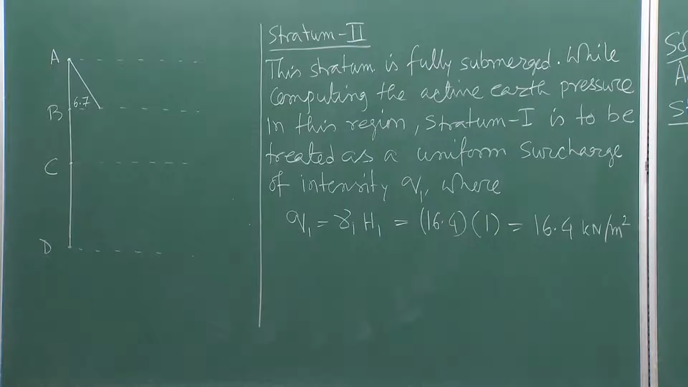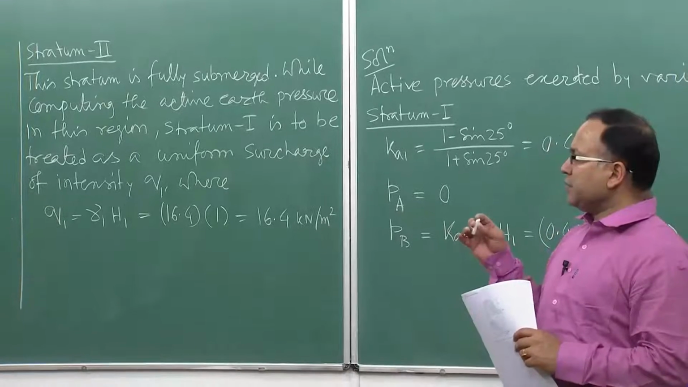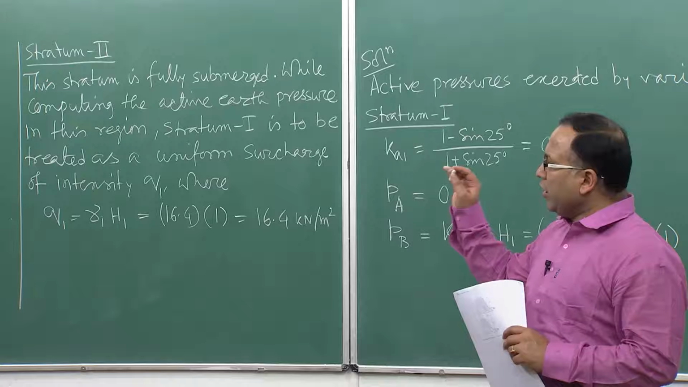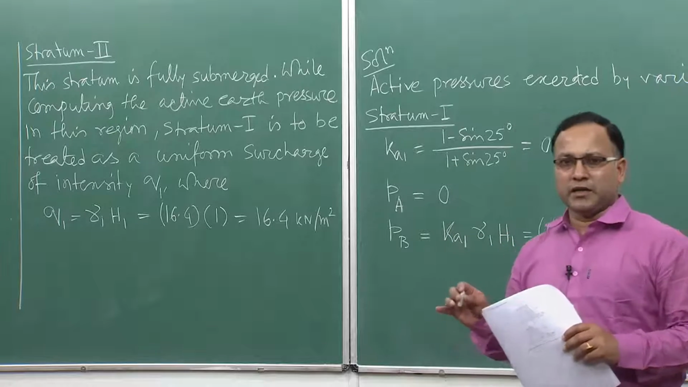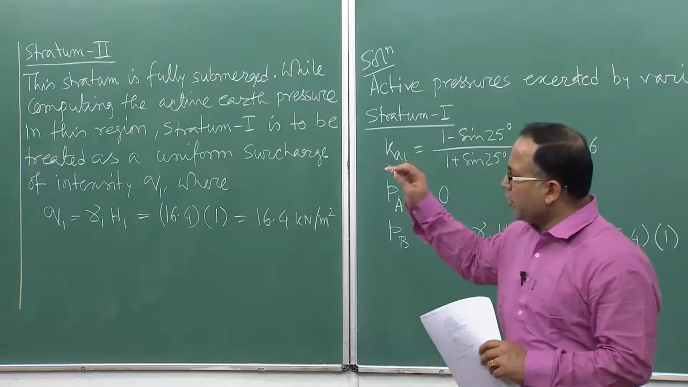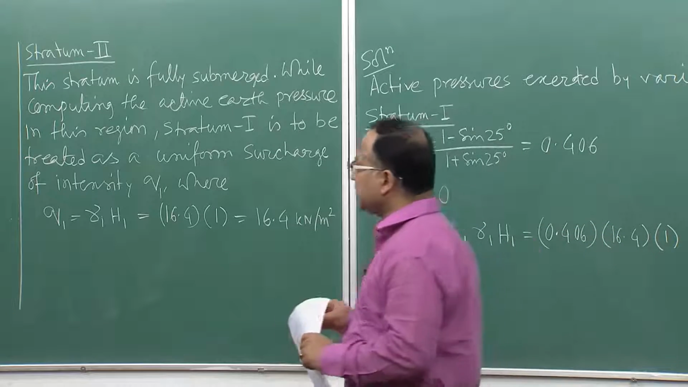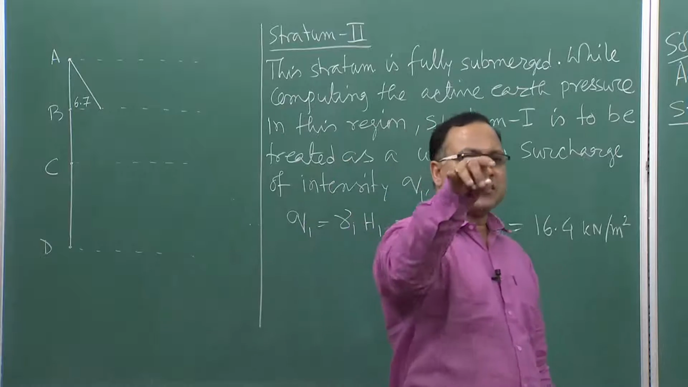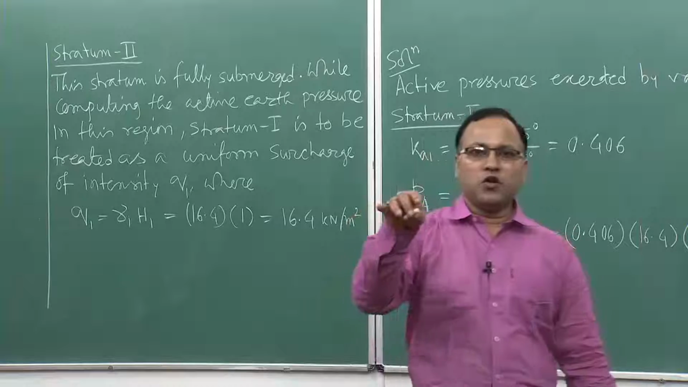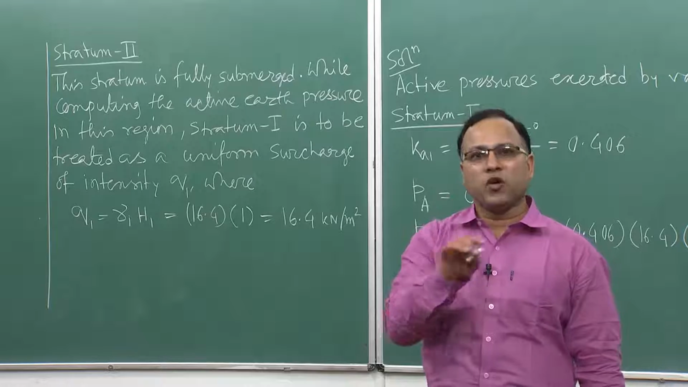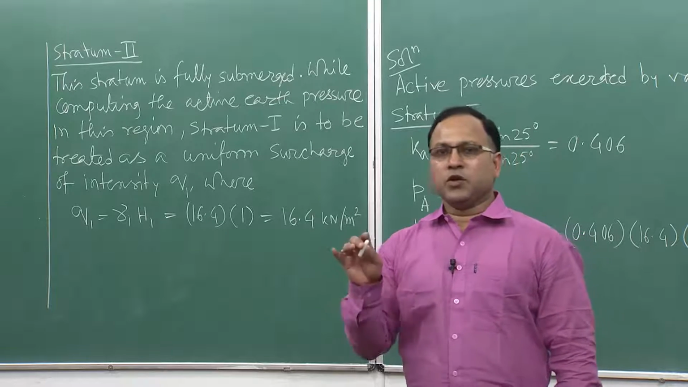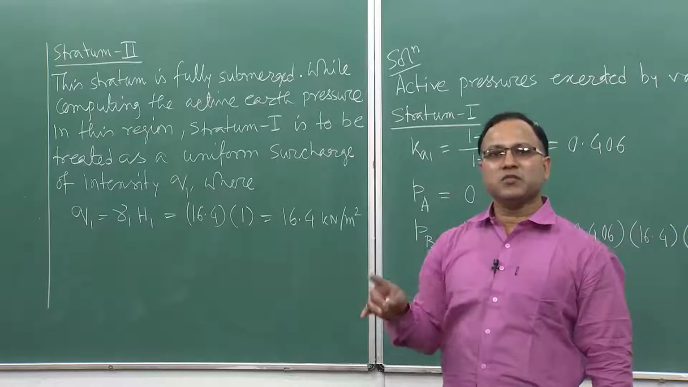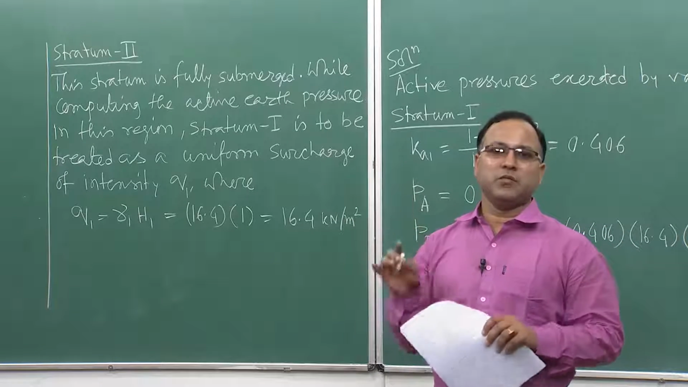That means stratum 2 is spanning from point B to point C. At point B or point C or any point in between that you are considering in stratum 2, stratum 1 will be giving you some uniform surcharge loading on top of that point. That will always be there. So, when you are considering stratum 2, stratum 1 will be considered as the uniform surcharge which is acting on that particular stratum.